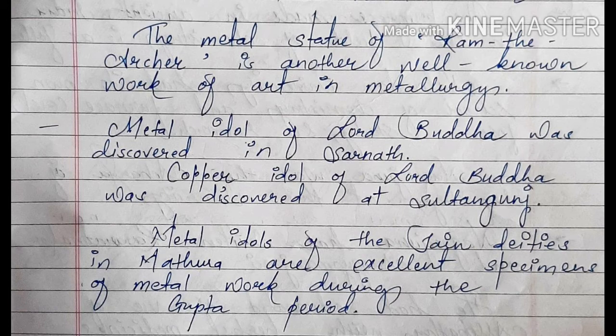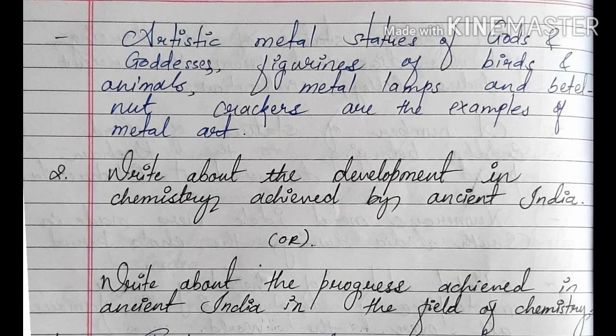Metal idol of Lord Buddha was discovered in Sarnath. Copper idol of Lord Buddha was discovered at Sultanganj. Metal idols of the Jain deities in Mathura are excellent specimens of metal work during the Gupta period. Artistic metal statues of gods and goddesses, figurines of birds and animals, metal lamps, battlements, crackers are examples of metal art.